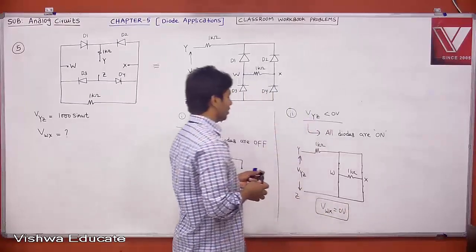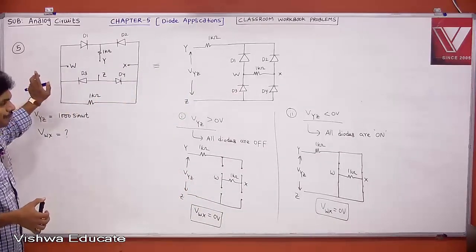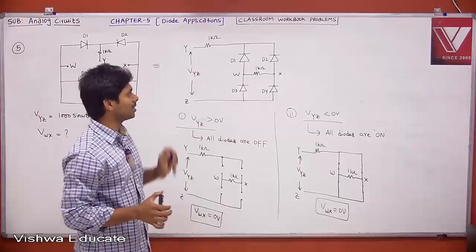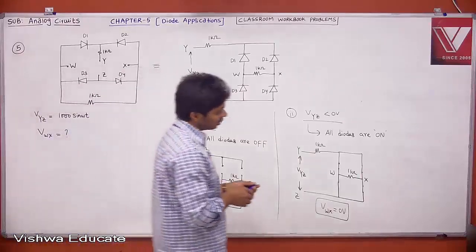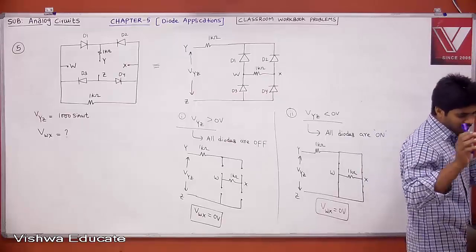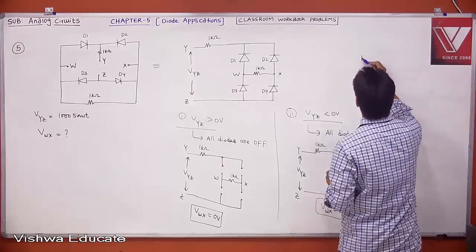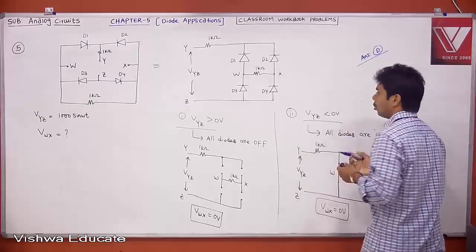Here also, whatever may be the input, your output is always 0. Therefore, what is the answer? Your answer is 0 for all t. Therefore, the answer is D. I hope everyone understood.